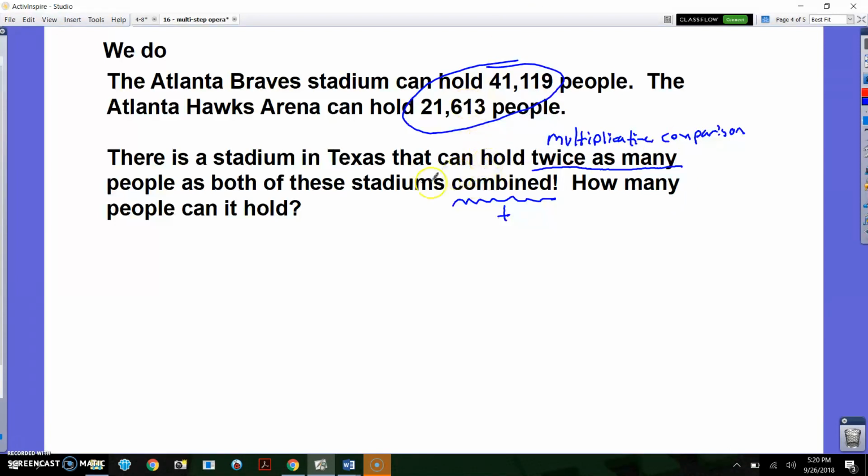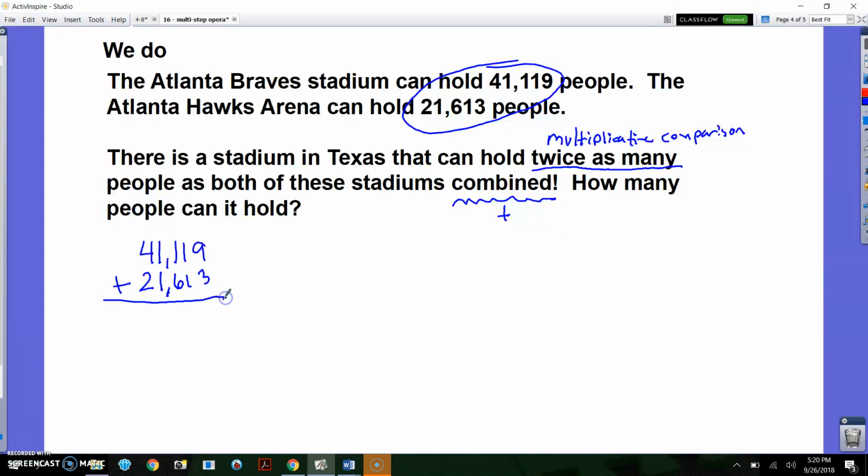So first thing to do, before I can find out how much the Texas one holds, I need to find out how much these 2 can hold combined. Combined is a key word for add. Combined means put together. So I'm going to use my addition standard algorithm to add these 2 buildings together.